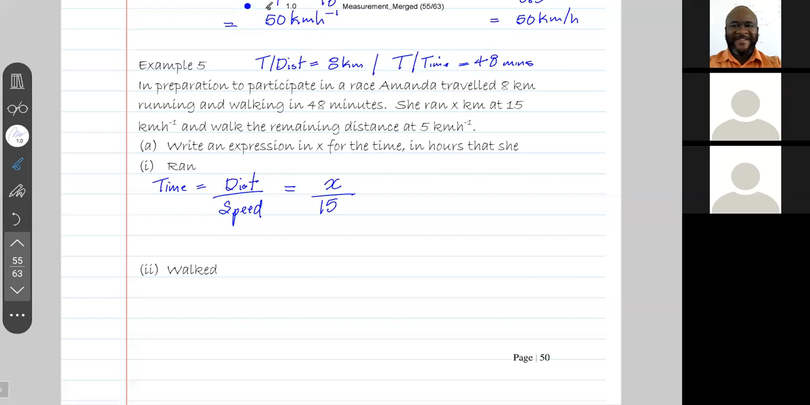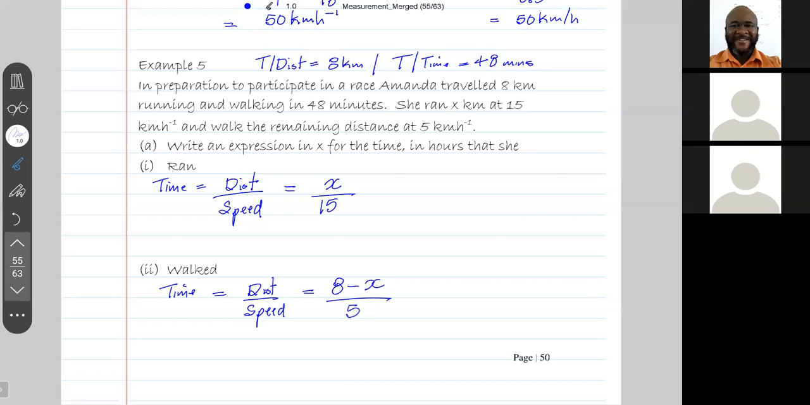Now, the time she took walking the remaining distance, time is equal to distance divided by speed. Now, the remaining distance would be 8 minus X. In total, she traveled 8 kilometers. X out of the 8 is running. And the remaining distance, which is 8 minus X, she walked at 5 kilometers per hour.